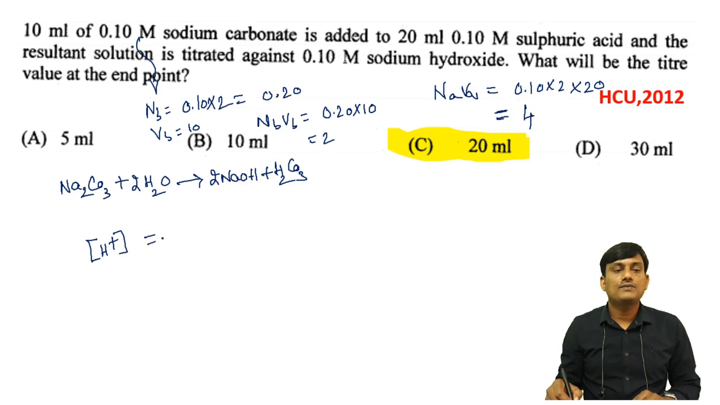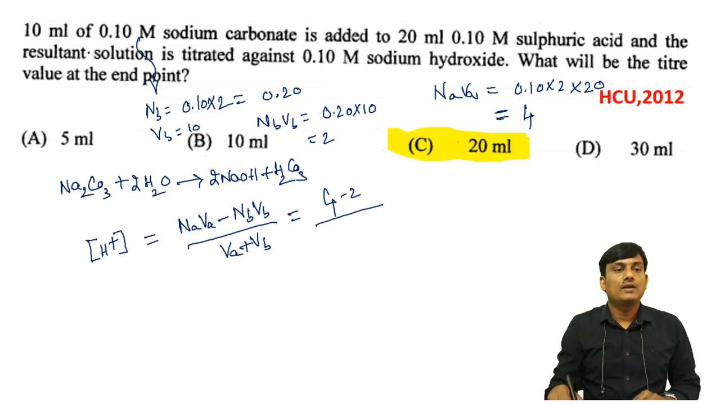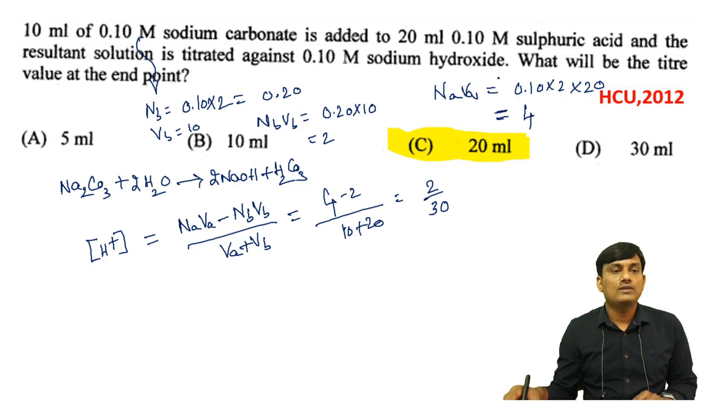So the concentration of H plus is equal to NaVa minus NbVb by Va plus Vb. So this one is equal to 4 minus 2 by 10 plus 20, so it will be 2 by 30. Okay, this one is titrated against 0.10 molar sodium hydroxide.